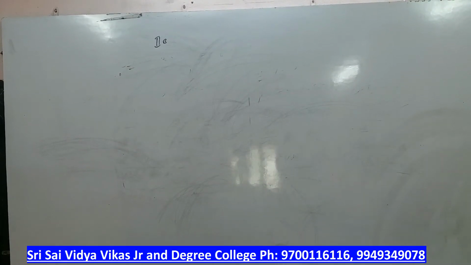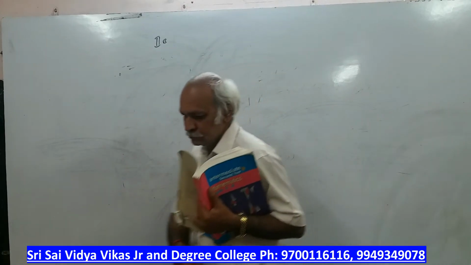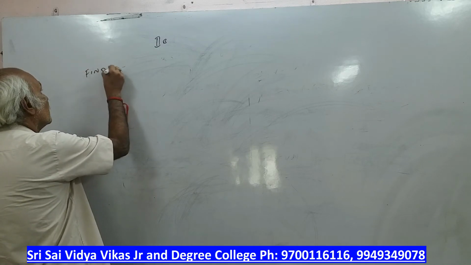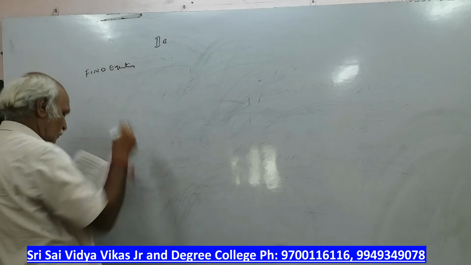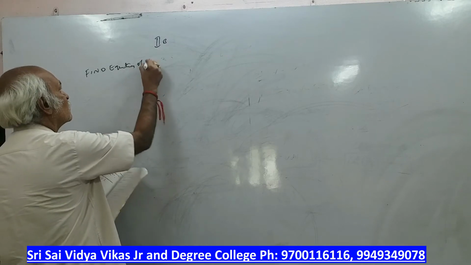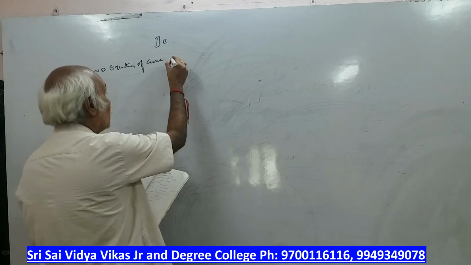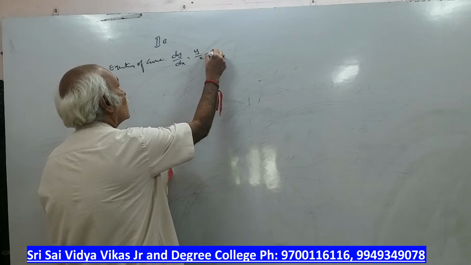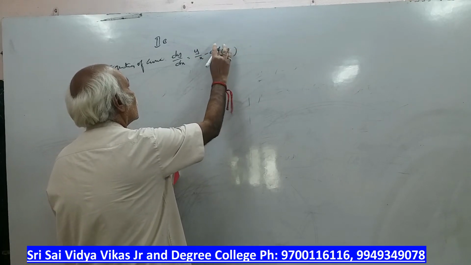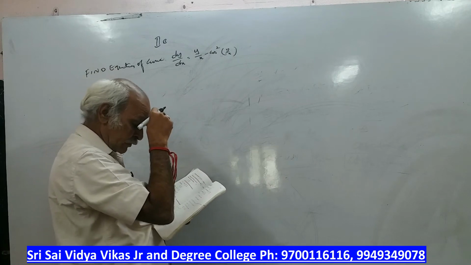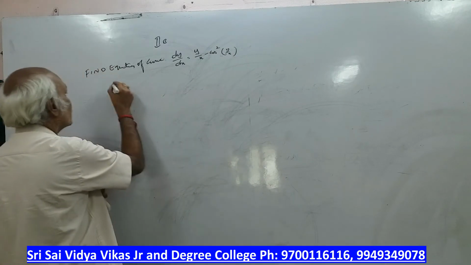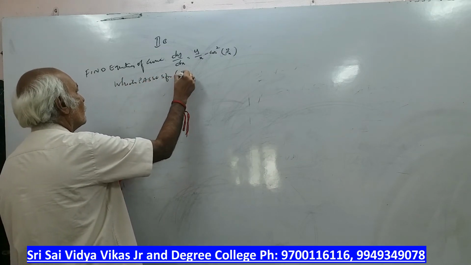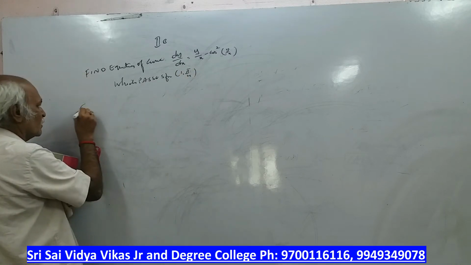Next problem. Find the equation of the curve dy by dx is equal to y by x minus cos square y by x, which passes through 1 comma pi by 4. Solution.